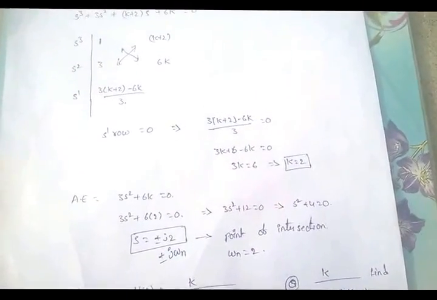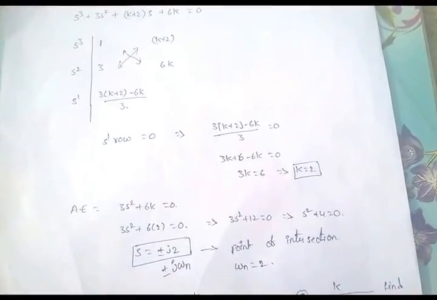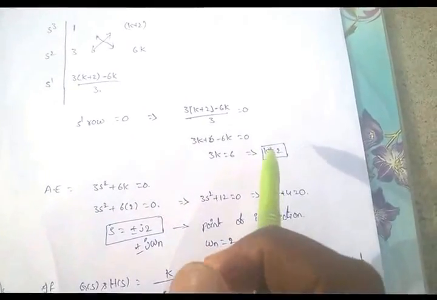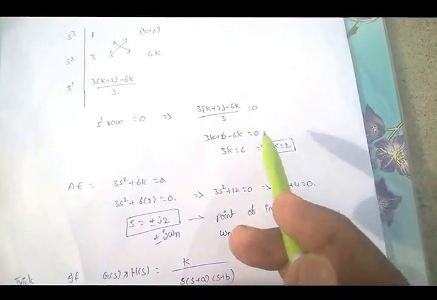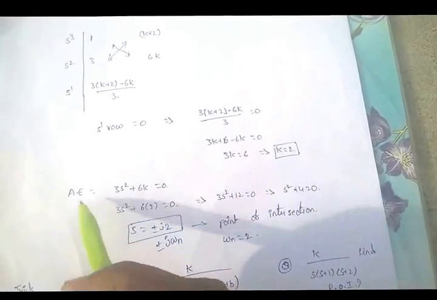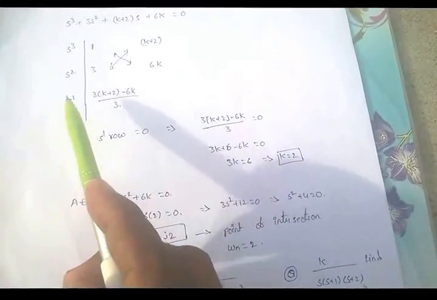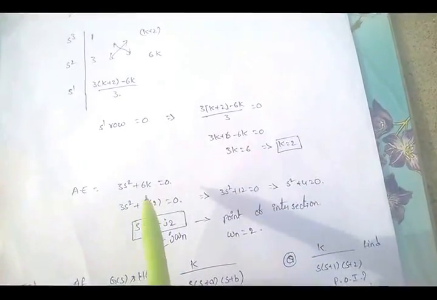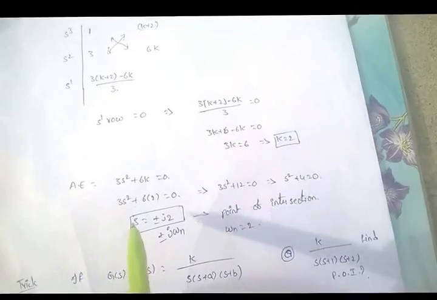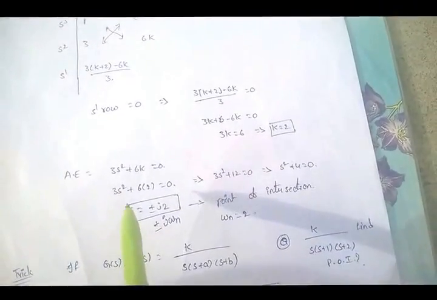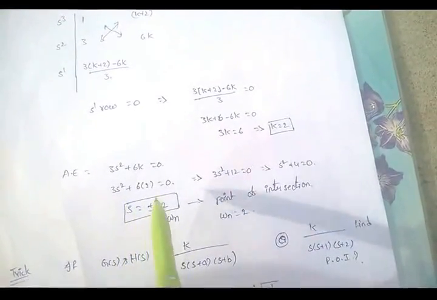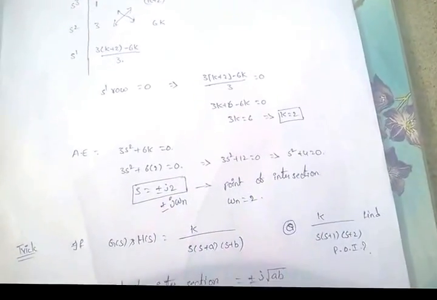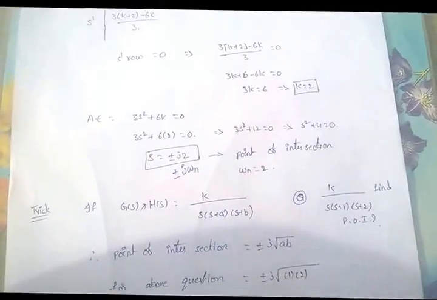Once again, for finding the point of intersection, draw an RH table and make the s dash row equal to 0. We get the K value, and we substitute this K value in the AE equation. The AE equation means the preceding row of the s dash row. Substituting the K value, we get the roots of s in the form of plus or minus j2, that is plus or minus j omega n. Here omega n is the point of intersection. In this way we can calculate the point of intersection.